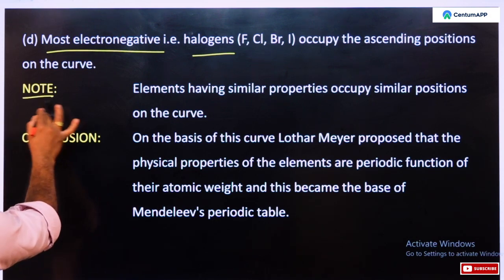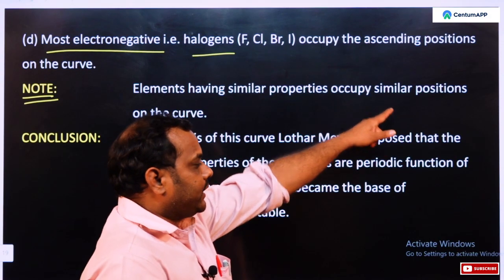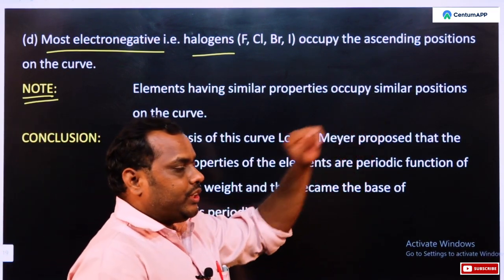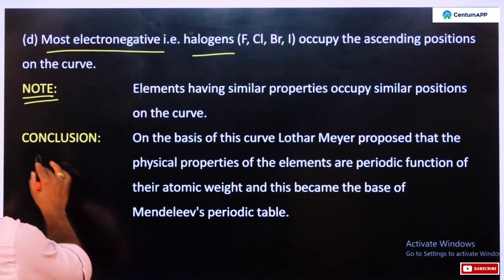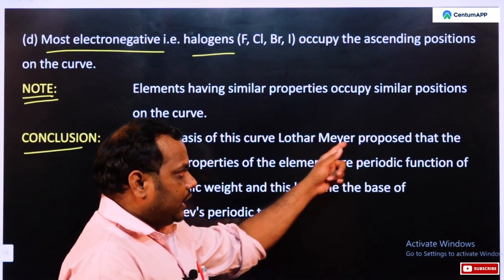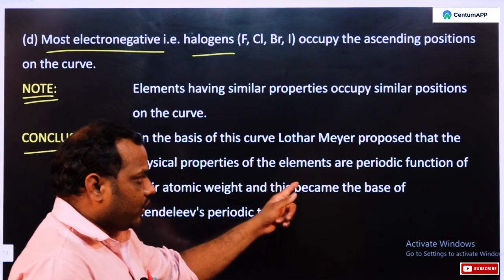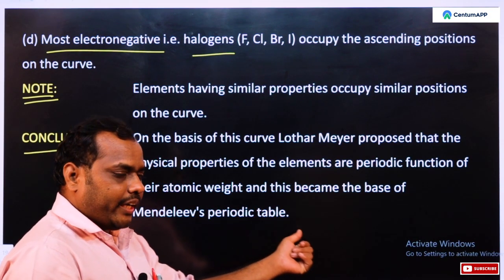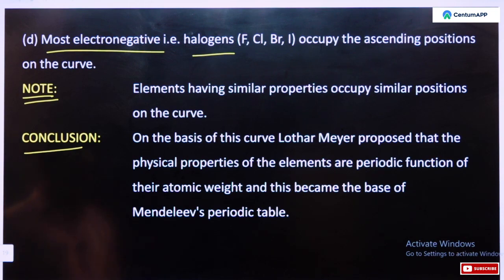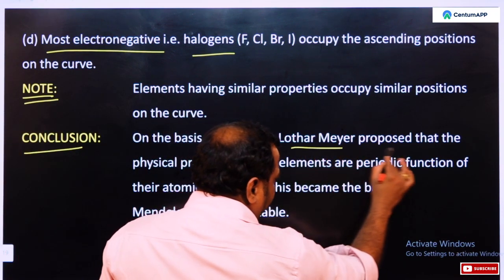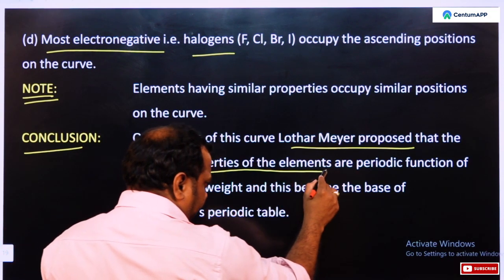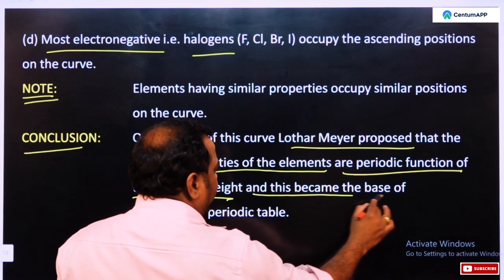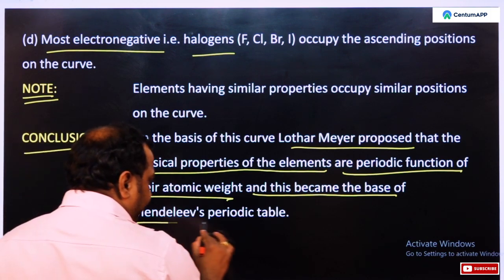Here, note an important point: elements having similar properties occupy similar positions on the curve. Here one conclusion point is also given. On the basis of this curve, Lothar Meyer proposed that the physical properties of the elements are periodic functions of their atomic weight, and this became the basis of the Mendeleev periodic table.